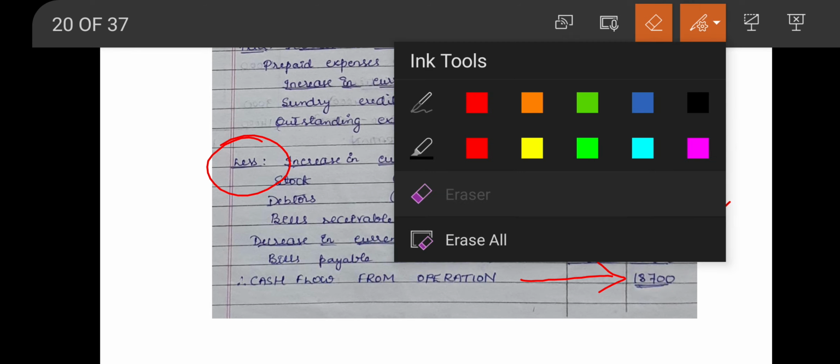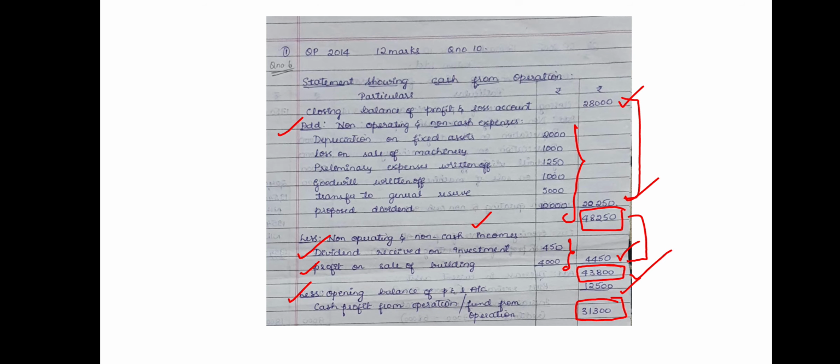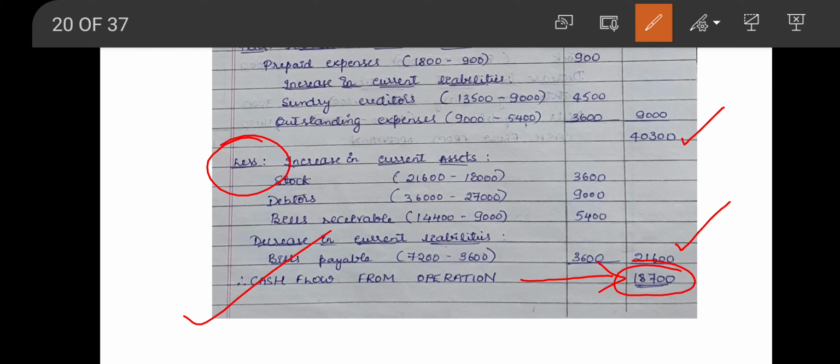The amount comes to 18,700. So the format goes like: closing balance of profit and loss account, add non-operating and non-cash expenses, less non-operating and non-cash income, less opening balance of profit and loss account. Add decrease in current asset, increase in current liability, less increase in current asset, decrease in current liability. If there is income tax paid, then you need to deduct that also. Finally, you will arrive at cash flow from operation.